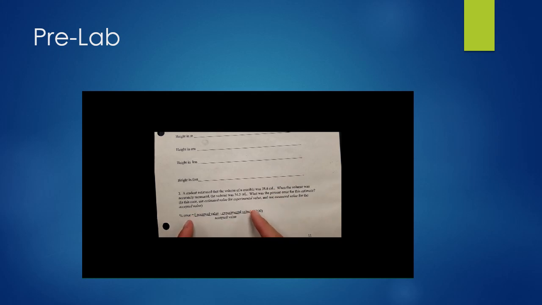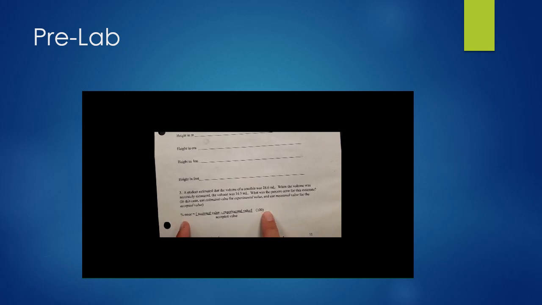This is an absolute value sign, so make sure that if you do get a negative number that you change it to a positive. That's what absolute value means. It means positive. So you'll subtract the accepted from the experimental, make it a positive, and then divide it by the accepted. Don't forget to multiply by 100 so that you get a %. That's how you get the %, is by multiplying by 100.